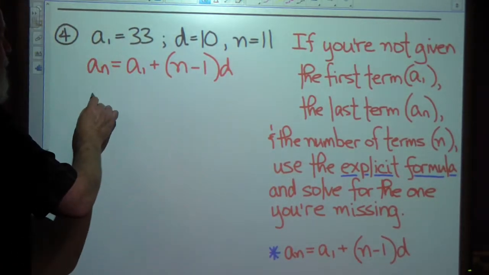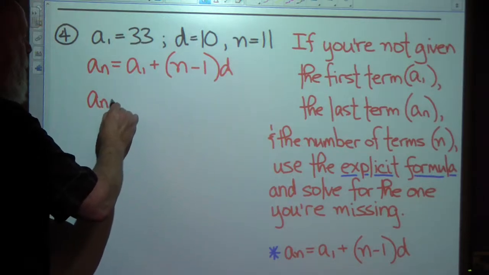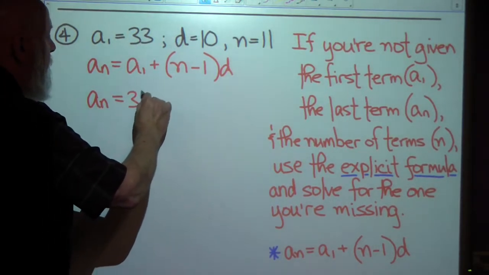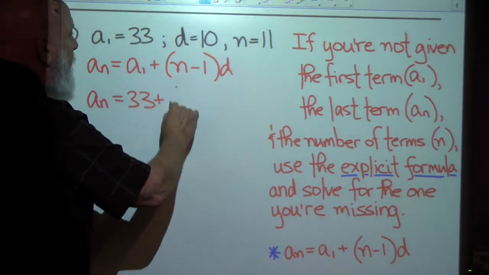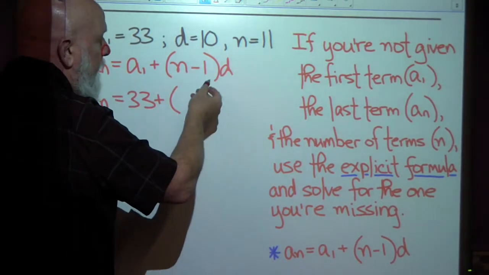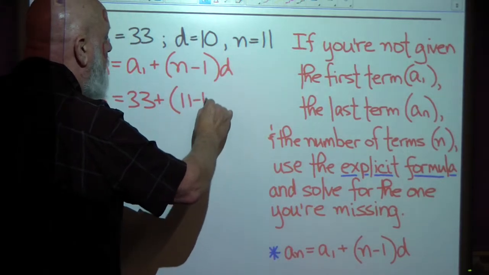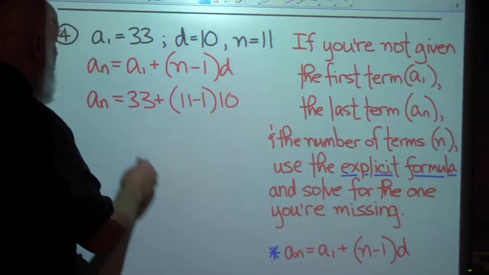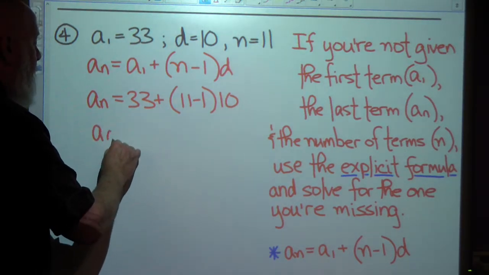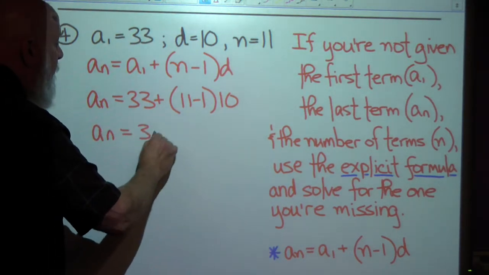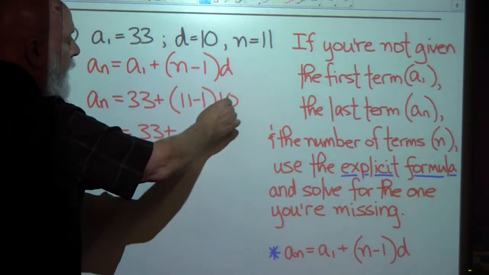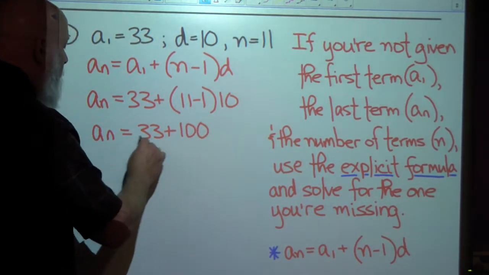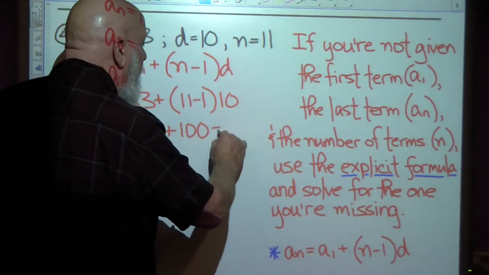A sub n, that'll be the last term in the series, is equal to the first term, that's 33, plus n minus 1. It tells us n is 11, so 11 minus 1, that's 10, times d, which is 10. So my last term in this series is 33 plus what is that, 100? 10 times 10 is 100. So my last term is 133.